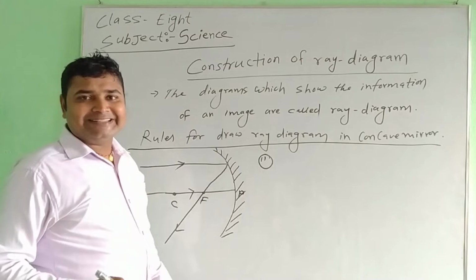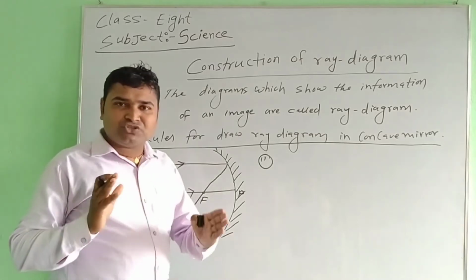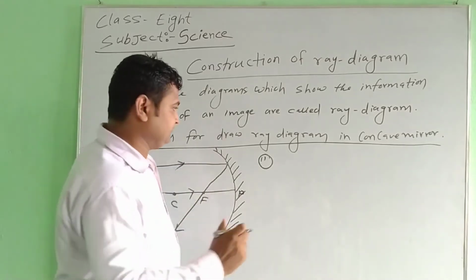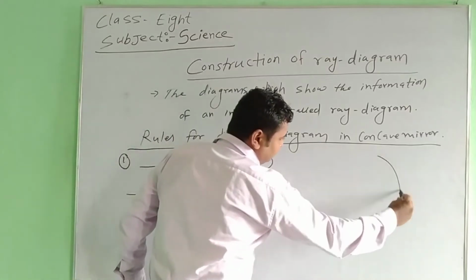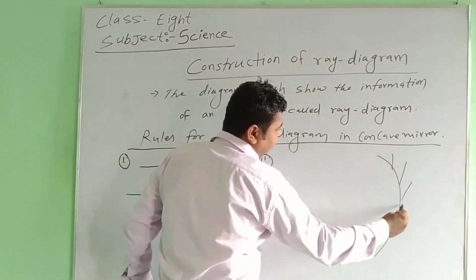Second rule. When an incident ray passes through the focus, then what happens? Now I will show you another concave mirror.